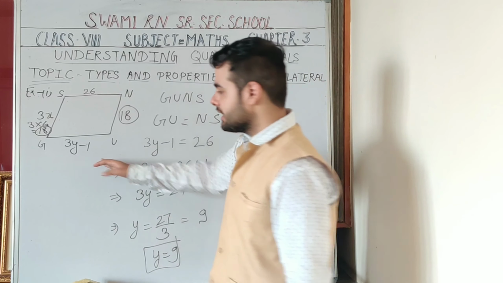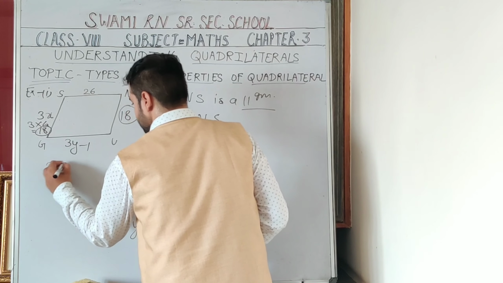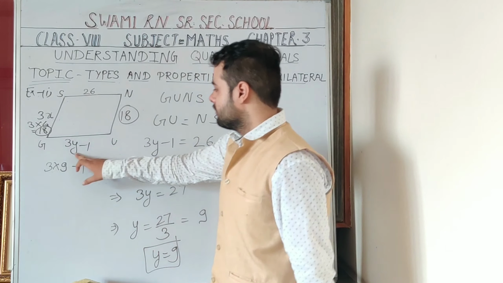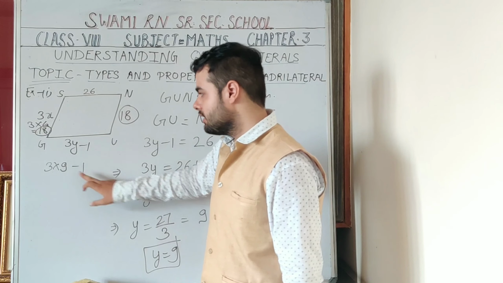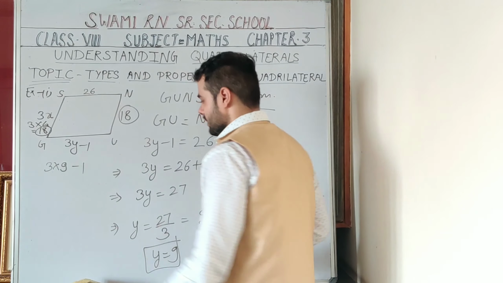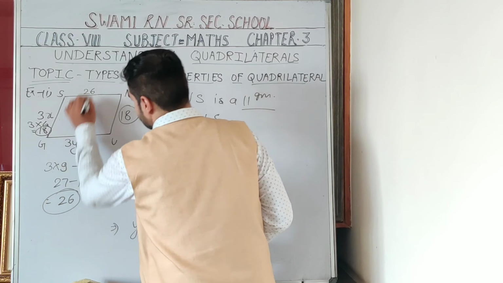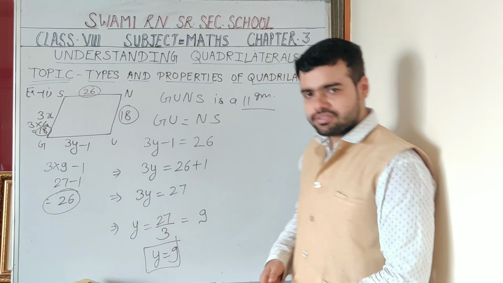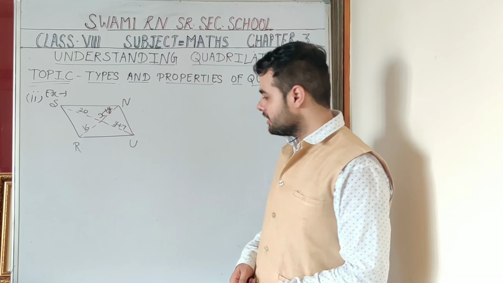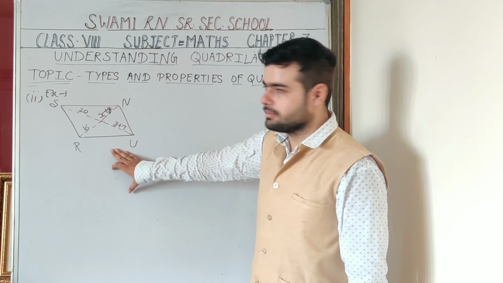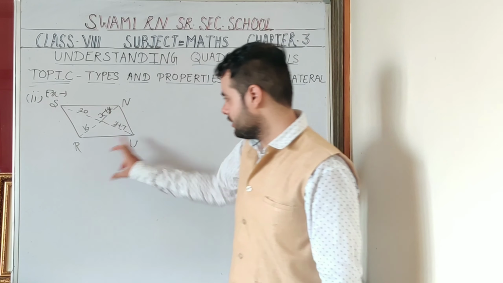Now we will put it there. That is 3 multiplied by the y value, which is 9, minus 1. 9 threes are 27. 27 minus 1 is equal to 26. They both are equal to each other. Okay, now we will take the second example, which is given there.